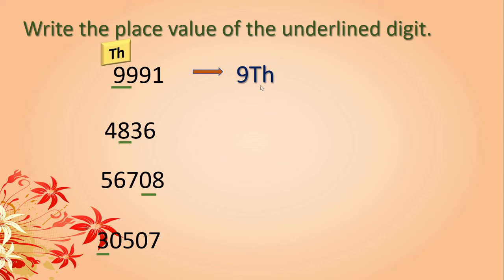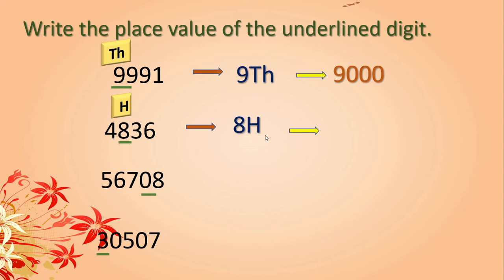9TH means 9,000. That we can write in numbers like this. 9 into 1000, that is 9,000. You know now, correct? Now in the second one, 8 has underline. Now 8 is in hundreds place. Am I right? So we will write 8H. 8H is nothing but 800. Correct?